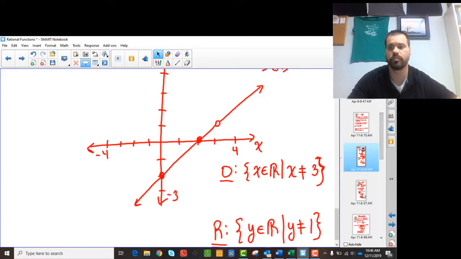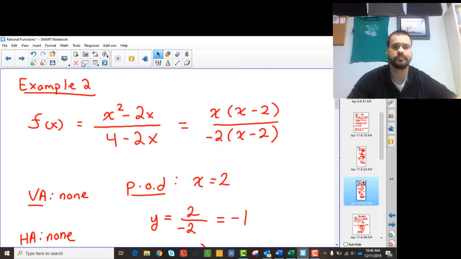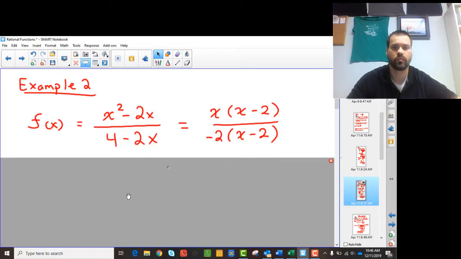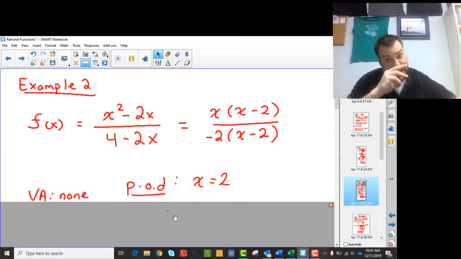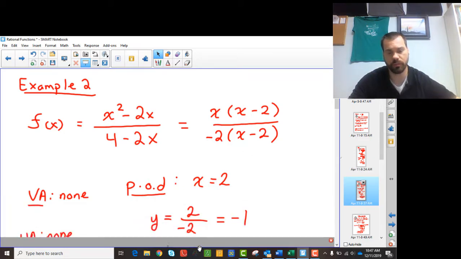All right, let's look at another example. It's a little more interesting. Okay, so we get x squared minus 2x divided by 4 minus 2x. So we factor out on the top an x and on the bottom a minus 2, and we're left with this. Okay, so we look first of all at what is on the bottom and see if it cancels. It does in this case. So we have one point of discontinuity, and it's x equals 2, and then we plug in to y. We plug in to this, all right, because those are now canceled out.